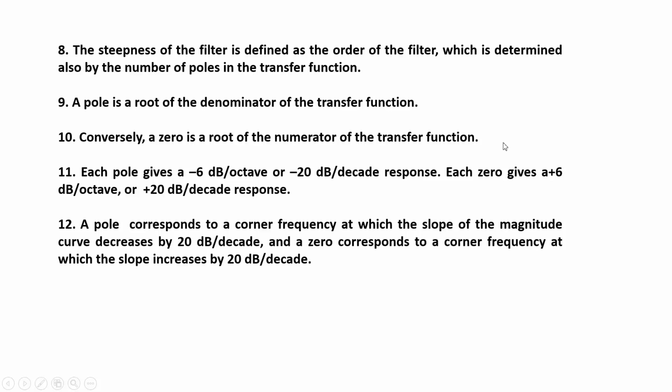And if you introduce a zero, the curve will lift upwards. A pole corresponds to a corner frequency at which the slope of the magnitude curve decreases by 20 dB per decade. That's in the case of a pole. And a zero corresponds to a corner frequency at which the slope increases by 20 dB per decade, with the lift in the curve upwards. It is a slight lift, not resonance. I mean, the transition width will increase, kind of.